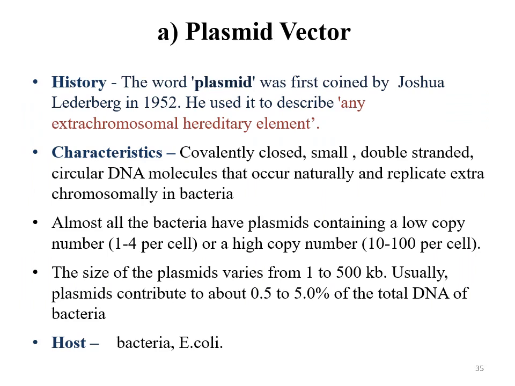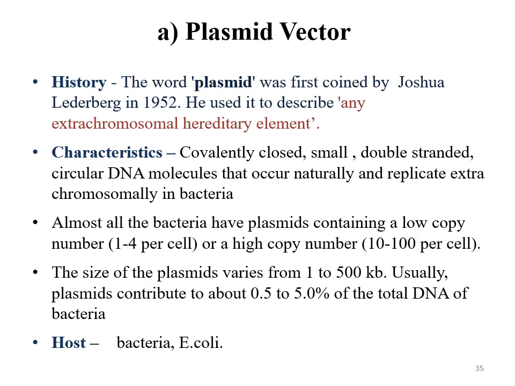So plasmids are extrachromosomal double-stranded circular self-replicating DNA molecules. The word plasmid was first coined by the scientist Joshua Lederberg in 1952. He used it to describe any extrachromosomal hereditary element. Almost all bacteria have plasmids, but the number of plasmids varies in each bacterium.